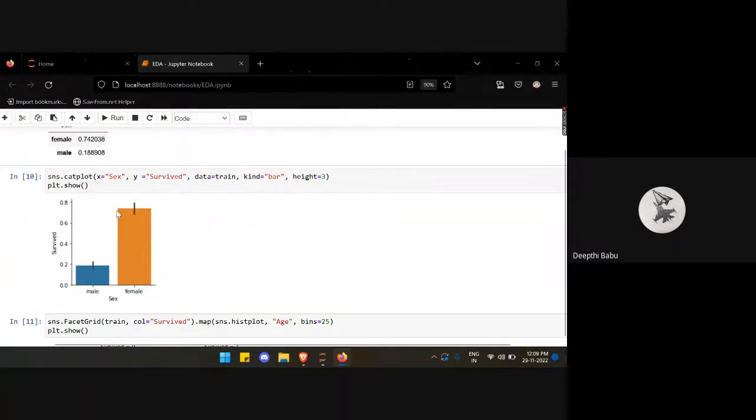You can see it is coming up to 75. Here you can see it's just 18. So there is a difference in this, a huge difference.